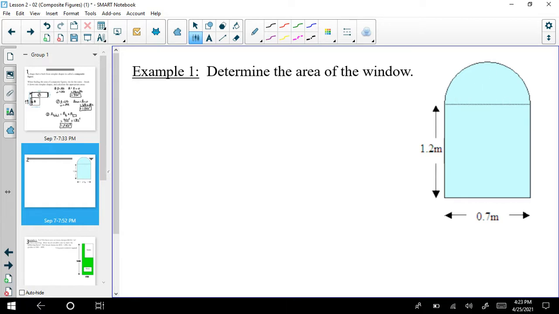So this is half of a circle, so we're going to figure out how to deal with that in a second. But I can break this up into a rectangle and a circle. Okay, so those are the ones I'm dealing with. So now I need to find the areas of each of my shapes. So my first area, I'm going to do the area of my rectangle.